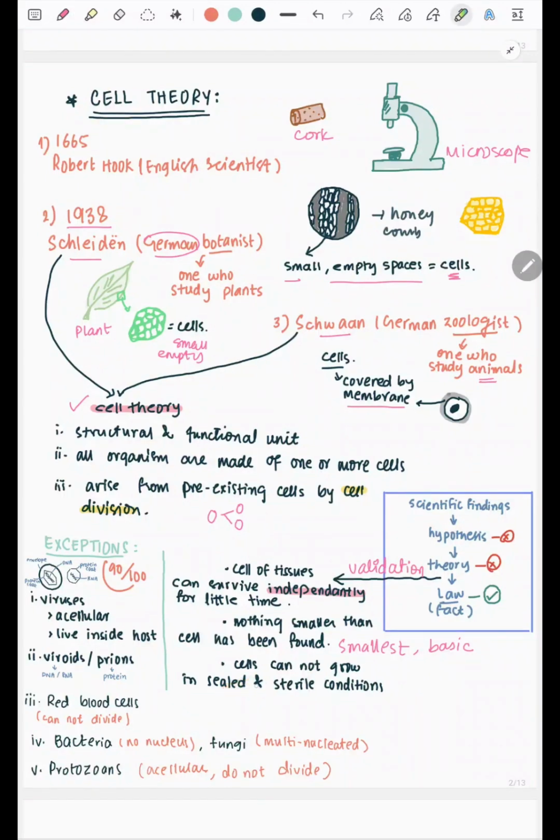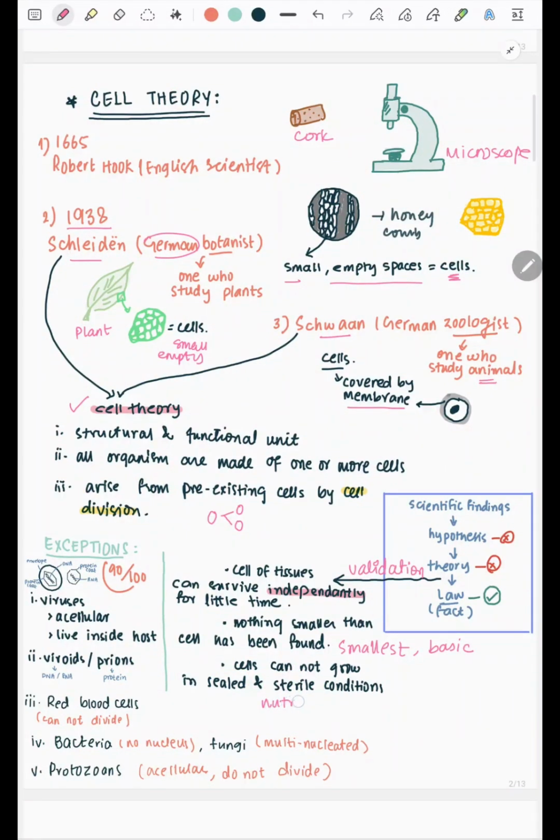And cells cannot grow in sealed and sterile conditions. That is, they need nutrients in order to survive. Nutrients can be oxygen, carbon dioxide, anything dependent upon the type of cell. For example, humans take oxygen in, oxygen is the nutrient, but plants take carbon dioxide in to generate their food. So carbon dioxide is a nutrient for plants. So nutrients depend upon the organisms.